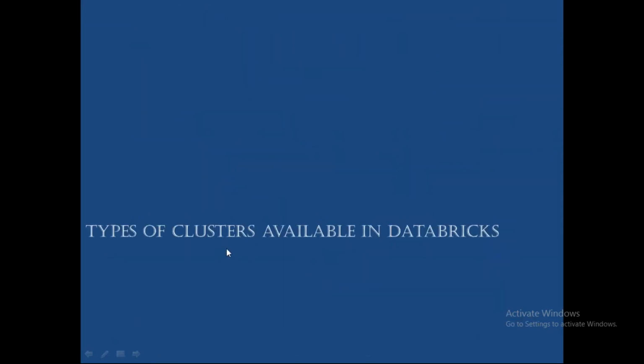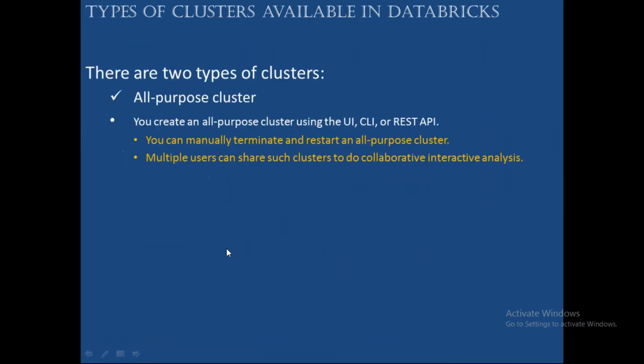Next, types of clusters available in Databricks. There are two types of clusters available, as we discussed previously: all purpose cluster and job cluster. An all purpose cluster we can create even within Databricks Community. You can create an all purpose cluster using the UI, CLI or REST API. We can use any of these to create the all purpose cluster in Databricks Community.